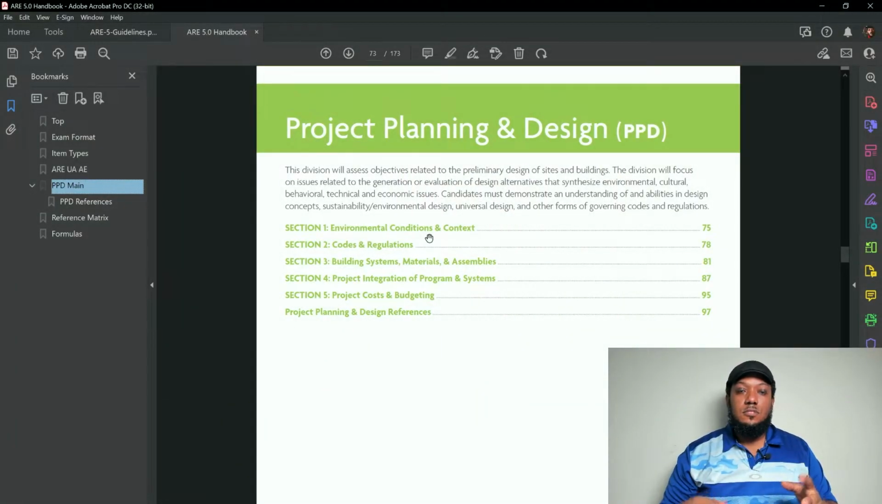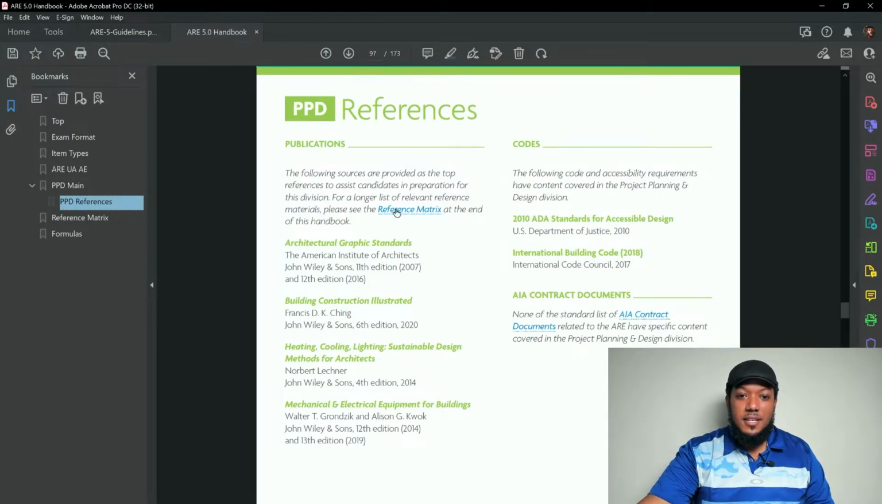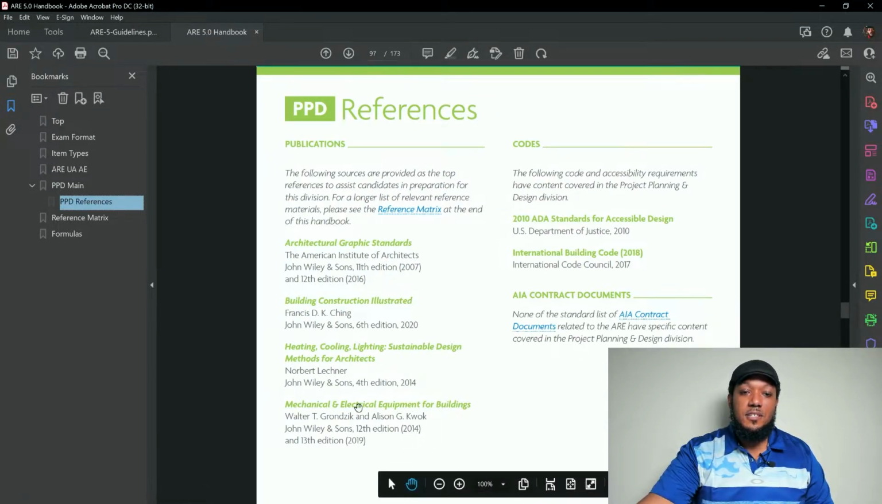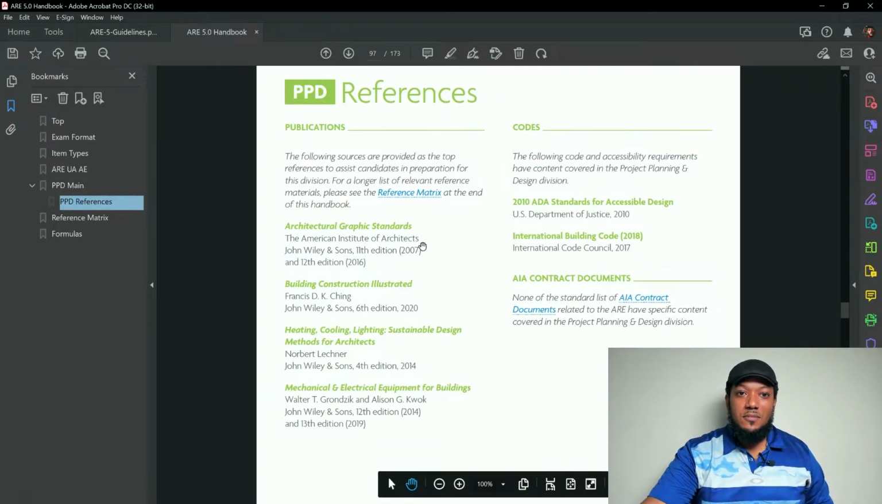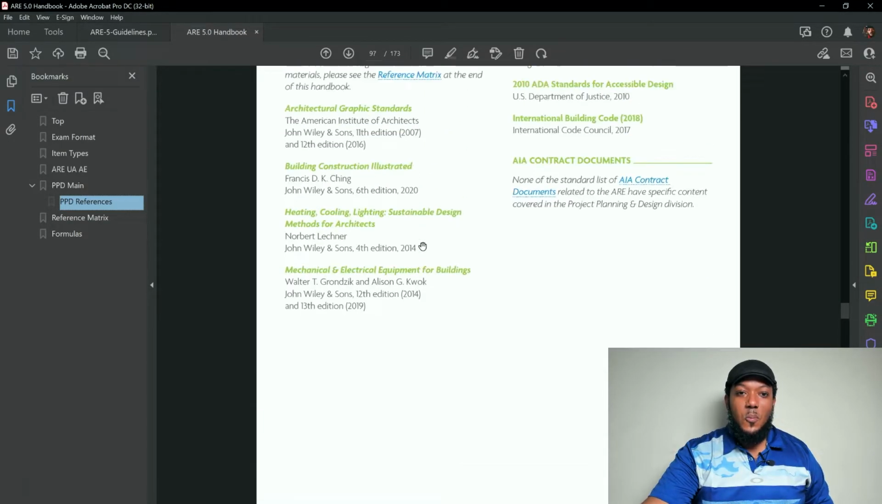Things that you can't have an issue with, I really feel for this exam, are things like your materials. Like you need to know metals, you need to know wood, you need to know steel, etc. Now I'm going to say also as I go through this, this does not talk a ton about structural references. Don't be deceived by that.